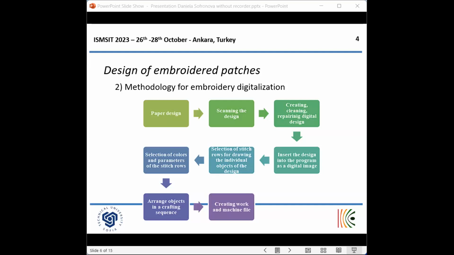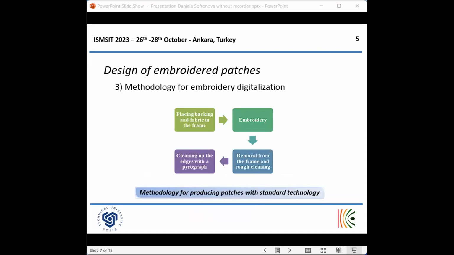Digitization of the embroideries could be done from the design developed on paper, or we could use a digital one, and in this case the first 3 steps are omitted. When the digital image has a higher resolution and the inside objects have uniform colors, the digitization could be done almost automatically. Otherwise, objects are drawn one by one, and they should be arranged in a certain sequence according to the colors and machine needle quantity. The type, parameters, and color of the stitch rows are assigned to each object.